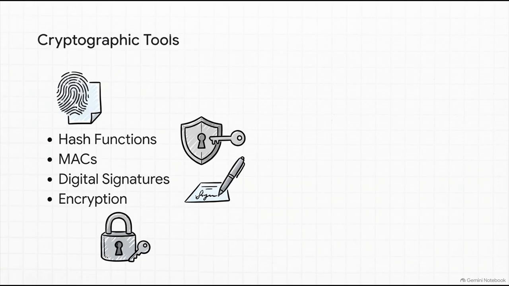We use hash functions, which act like unbreakable digital fingerprints for our data. We use message authentication codes, or MACs, which rely on shared secret keys to prove a message hasn't been tampered with in transit. We use digital signatures with asymmetric keys, so a sender can literally never deny that they sent a specific message. And finally, encryption to guarantee absolute data confidentiality. When you layer all these mathematical tools together, our links become virtually bulletproof.